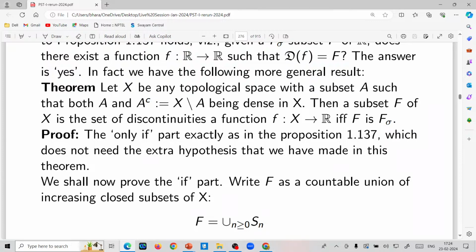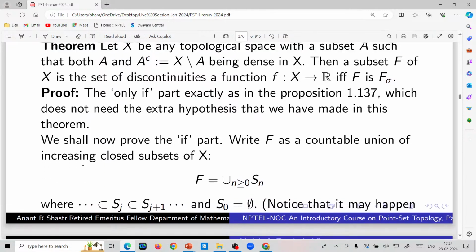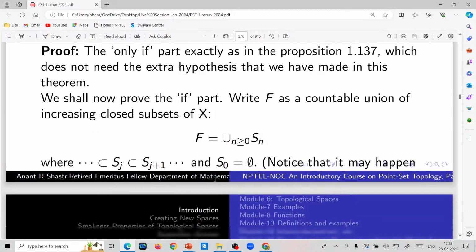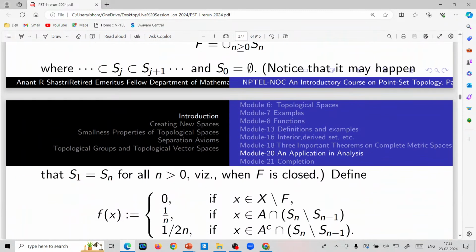Write F as a countable union in this fashion. I have written them so that each one is contained in the other. Just for the sake of definiteness, you start with S0 equal to the empty set. No problem. This will include the finite case also, I told you. That means that the set itself is closed, since a finite union of closed sets is closed. So for closed subsets also, this will give you an answer. I don't have to study that separately.